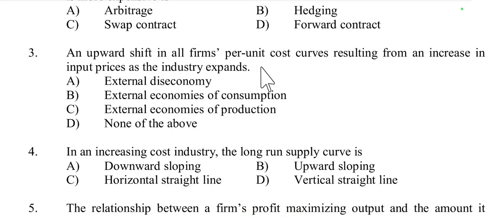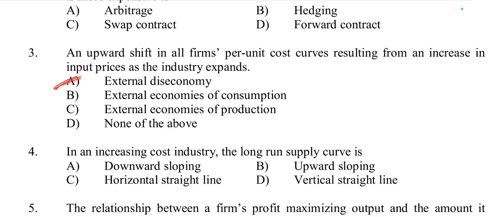Then question number 3. An upward shift in all firms' per unit cost curves resulting from an increase in input prices as the industry expands is called: external diseconomies, external economies of consumption, external economies of production, or none. It is called external diseconomies.